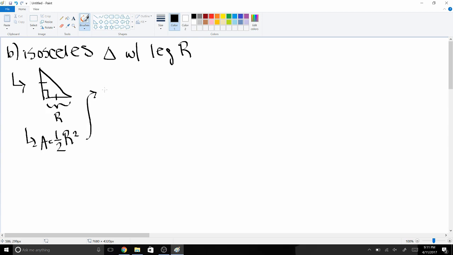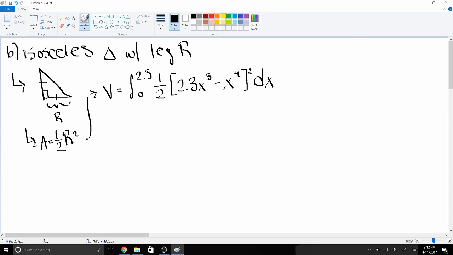First, we recognize that the area of each cross-section is equal to 1/2 r squared. Therefore, the integral from 0 to 2.3 of 1/2 times 4 minus the function, squared, with respect to x will yield the volume. We can plug this into our calculator to get a final answer of 3.574 cubic units. This part of the problem is worth 3 points, 2 for the integrand and 1 for the answer.